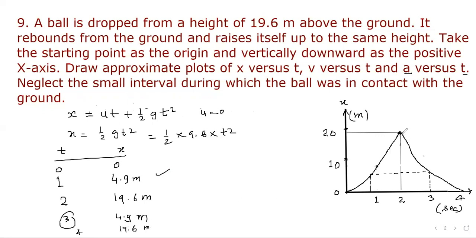So the situation is shown. The ball will cover 19.6 meters. It means the point from where it was dropped, it reaches again at the same point. So that is equivalent to 0, the starting point. After rebounding, it reaches the same point. So the graph is like this.